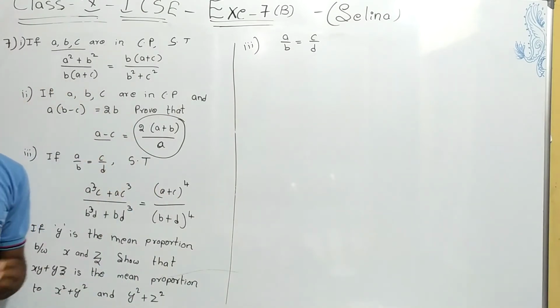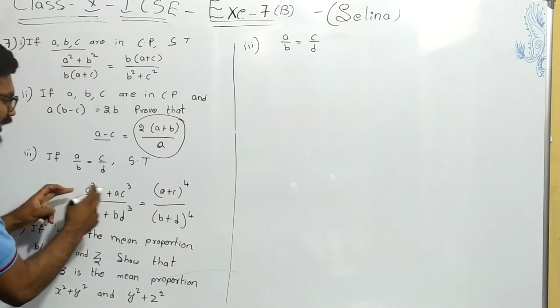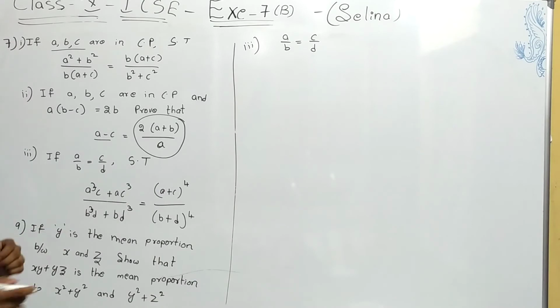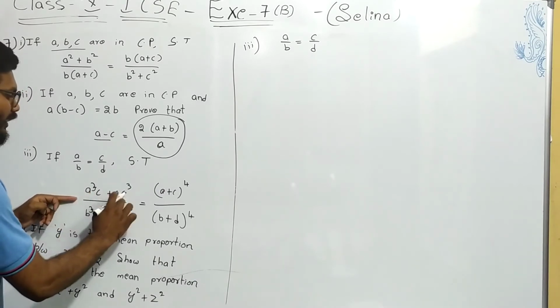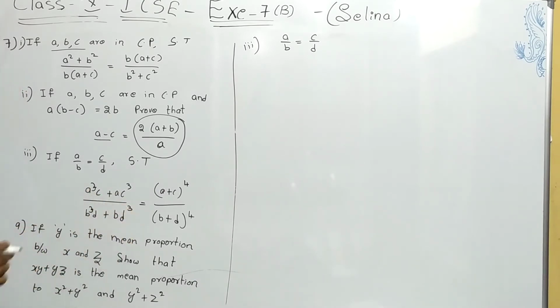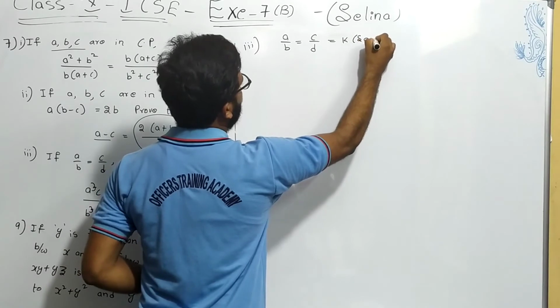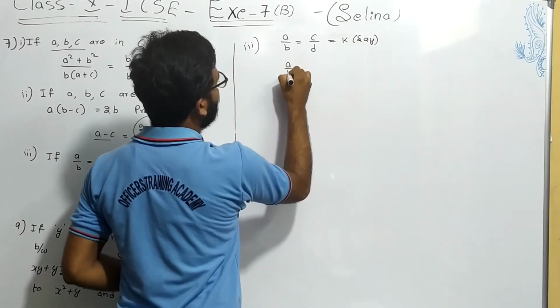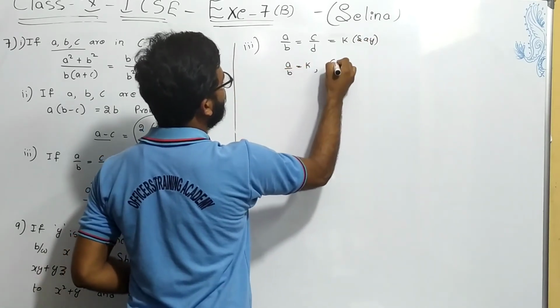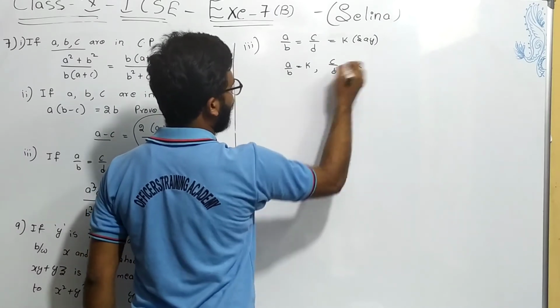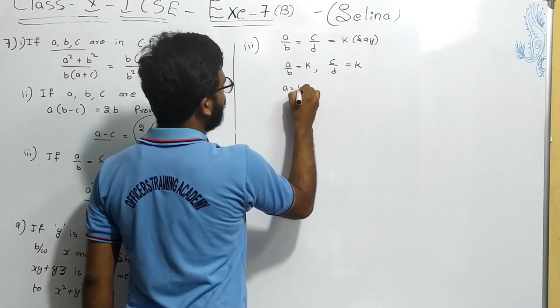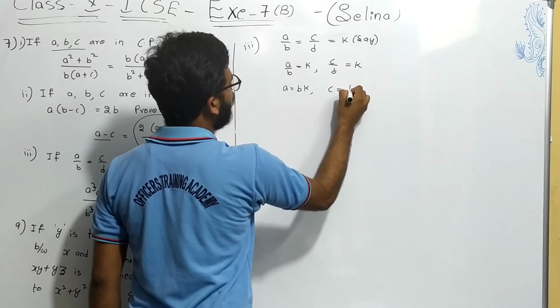Now, see, if you observe here, each and every term has degree 4. See, degree of this term is 4, degree of this term is 4, here 4, here 4. So, whenever it is like this, just keep it in mind. Let us assume it equal to K. Okay, now we can write A by B is equal to K, comma, C by D is equal to K. That implies A is equal to BK and C is equal to DK.